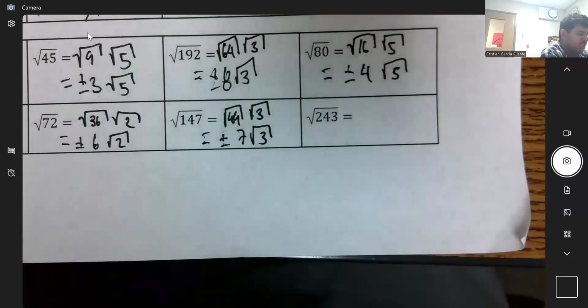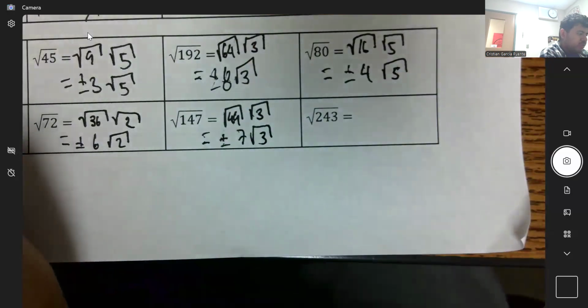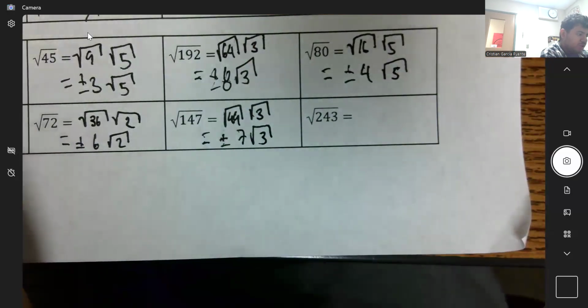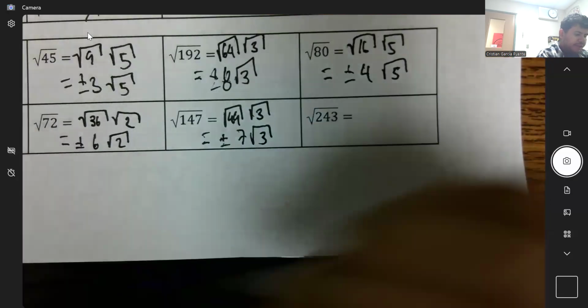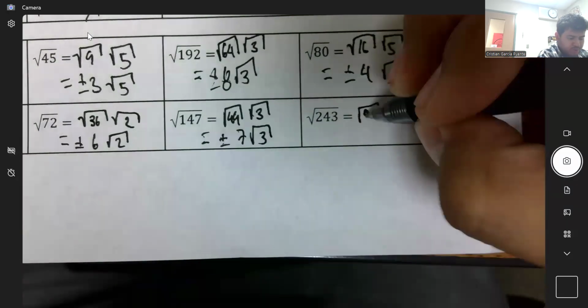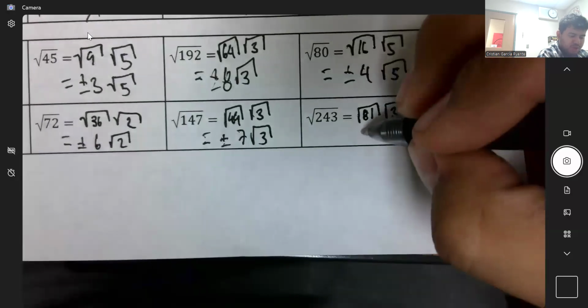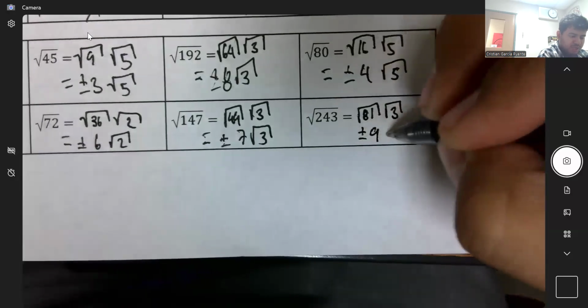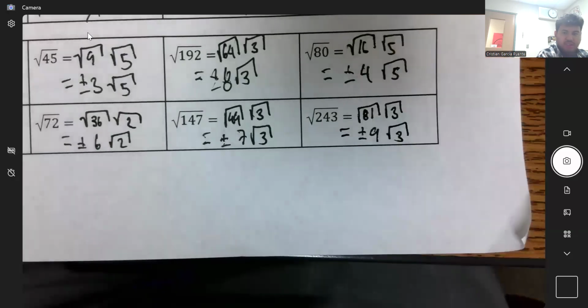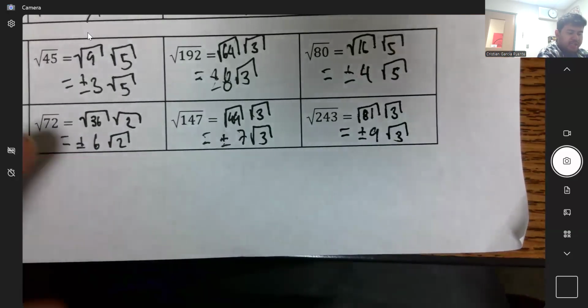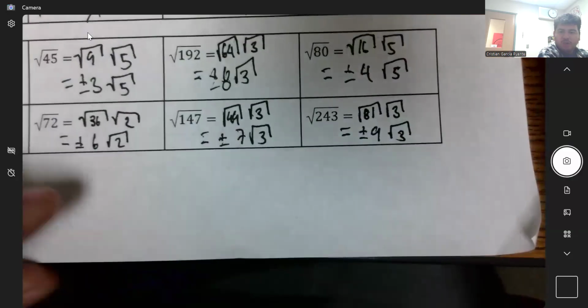243, we're just going to continue this. So what's the biggest perfect square that divides 243? It is 81, but it's 81 times what gives you 243? 81 times 3. What's the square root of 81? That's just plus or minus 9, square root of 3, and that right there is your answer. And you're done. And I think this is the second hardest thing that we're doing today.